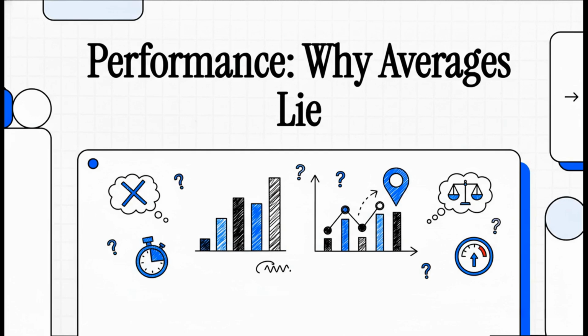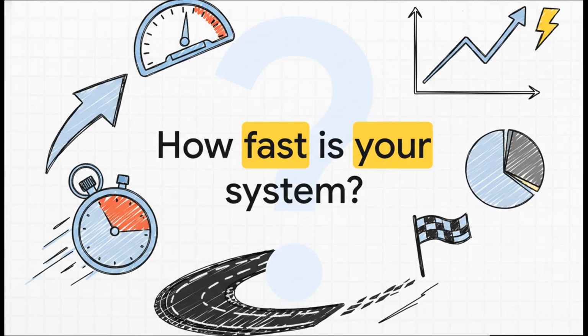Okay, let's dive right into this. We're going to talk about one of the most important topics in system design, performance. And more importantly, we're going to see why that one shiny number you probably track on your dashboard, the one you put in all your reports, might be telling you a pretty big lie about your user's experience.